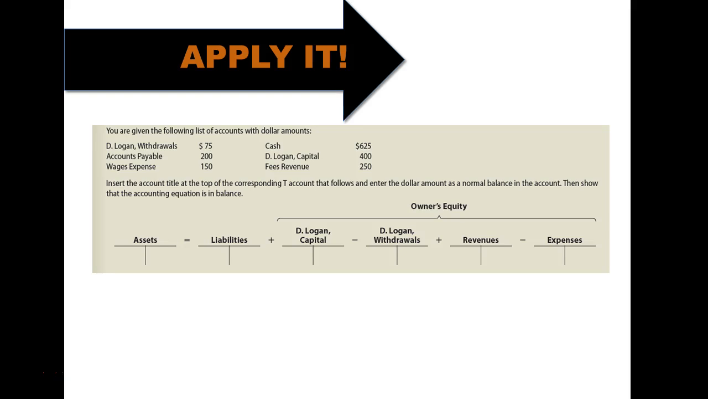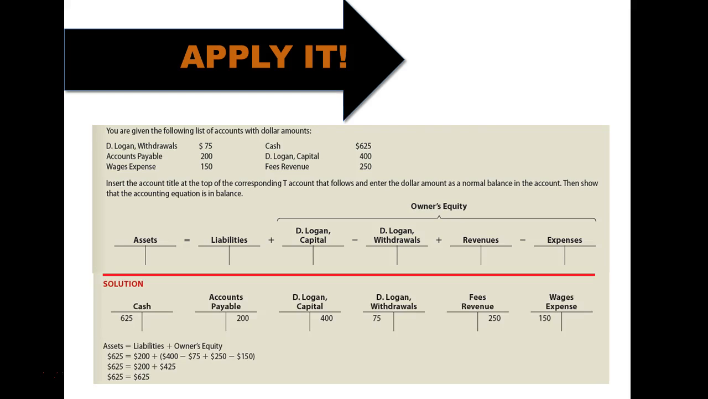A debit. They have a normal debit balance. Why? When you have a withdrawal, you're going to debit that balance. So as it increases withdrawals, it ultimately is going to decrease your capital or your equity in the business. So what we're going to do, the D. Logan Withdrawals has a debit balance.